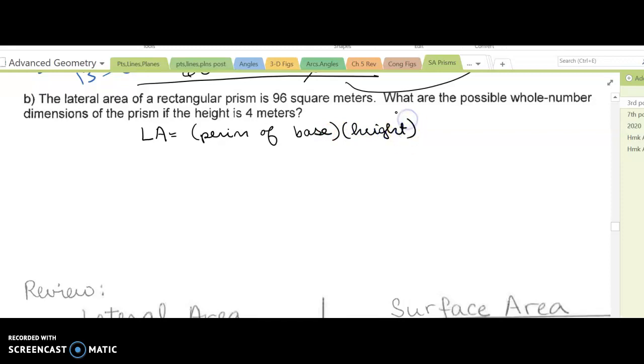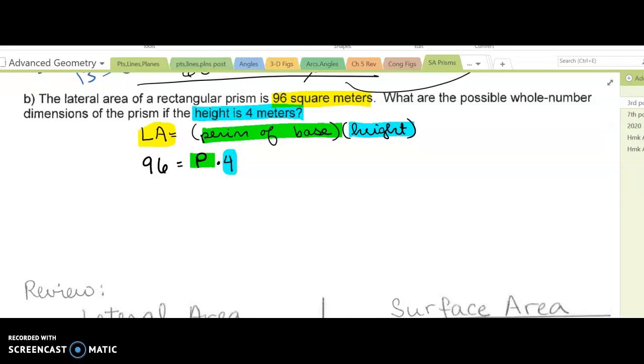So in this case, what we know is the 96 is my lateral area, so I'm going to go ahead and plug that in. My perimeter of the base, I don't know, so I'm just going to call that a capital P. That's the unknown part. And then my height, I do know my height is 4. Okay, so from here, just like we did before, you're just going to solve for P. That gives us 24. P equals 24.